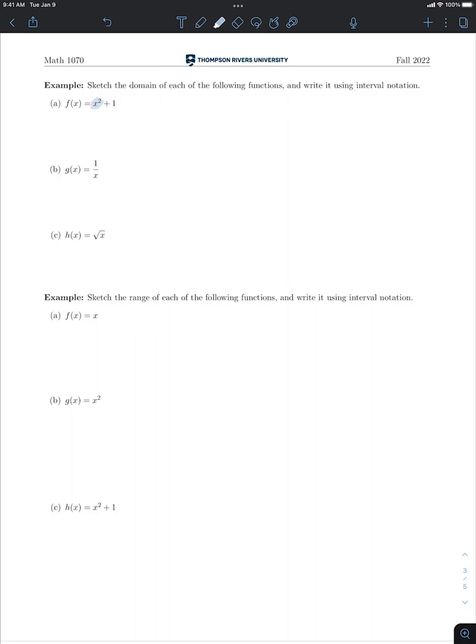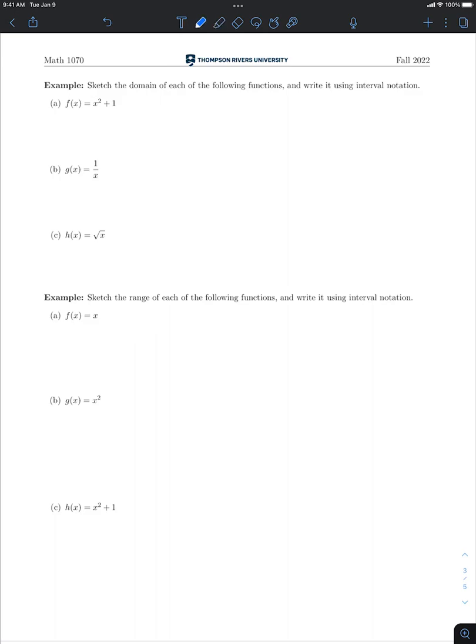But then you might say, okay, well, that's not the whole story. We're not just squaring the number. We're also going to add 1 afterwards. But that's also no problem, right? There's no real number that you can't add 1 to. So no matter what you get when you square the input value, you can always add 1 to the result. So again, there's no problem. There's no restrictions here.